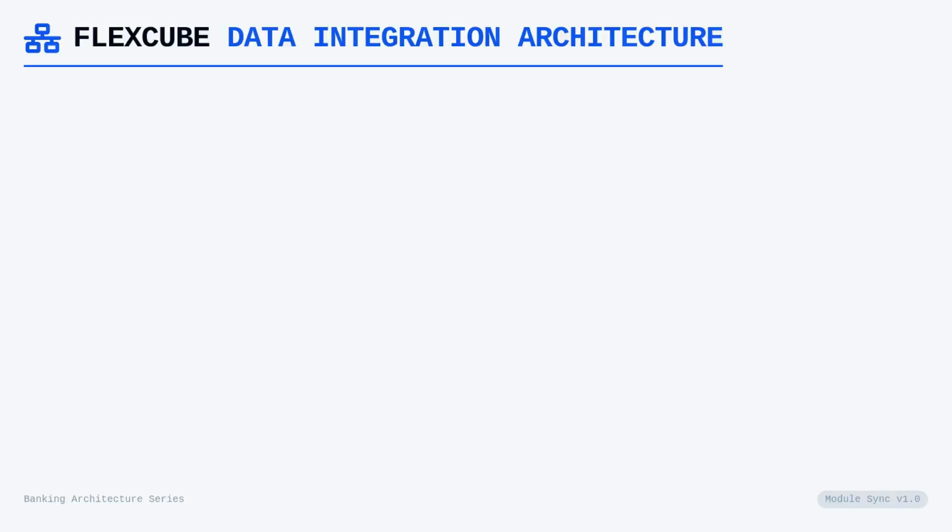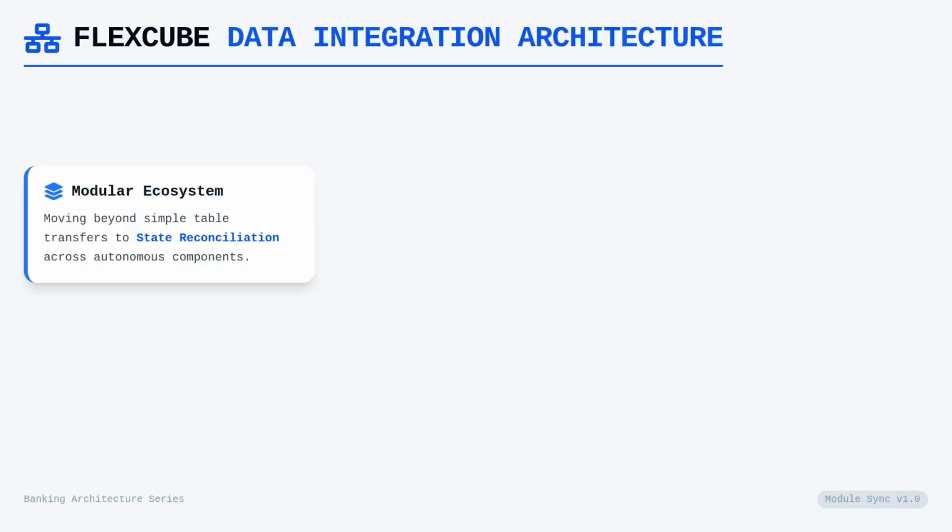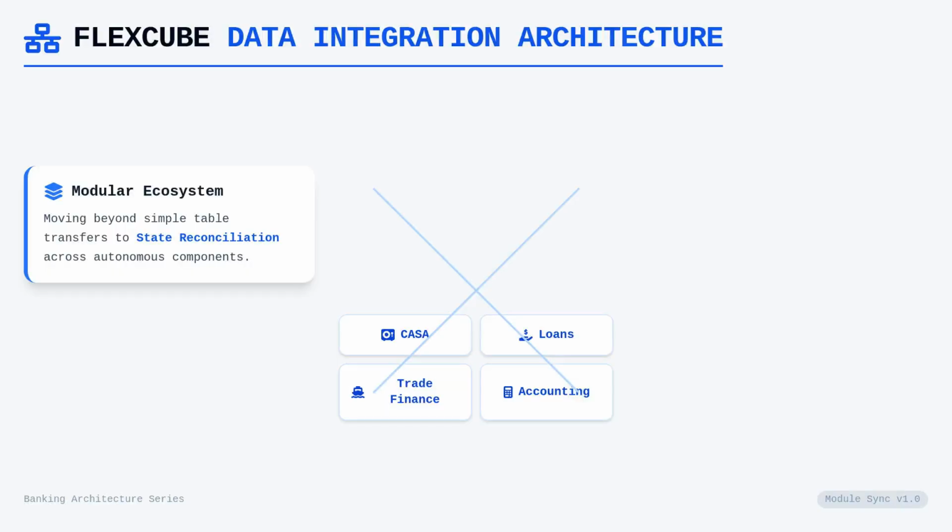When we approach the challenge of data integration within a banking architecture, we must first recognize that FLEXCUBE operates as a highly modular ecosystem where autonomous components often need to reconcile their states with common repositories. This is not merely about moving data from one table to another, but rather about maintaining the integrity of financial records that span across distinct functional boundaries such as CASA, loans, and trade finance.